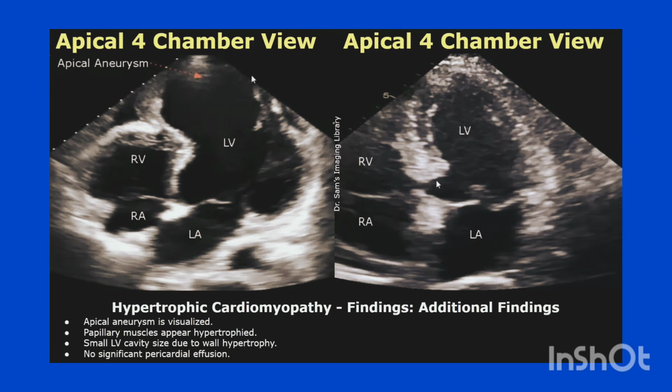These are additional findings. An apical aneurysm is visualized. Papillary muscles appear hypertrophied. Small LV cavity size due to wall hypertrophy, and no significant pericardial effusion.